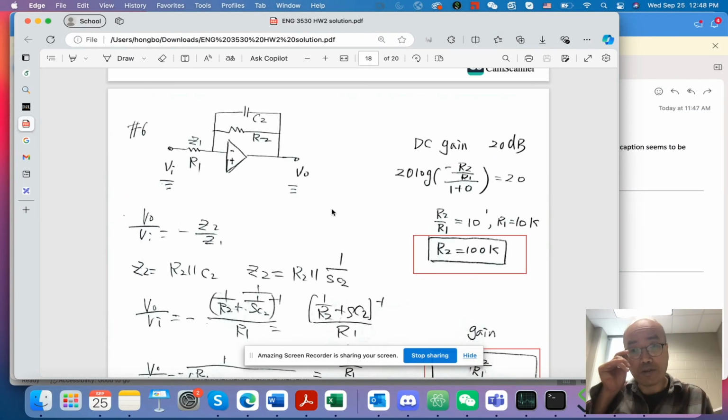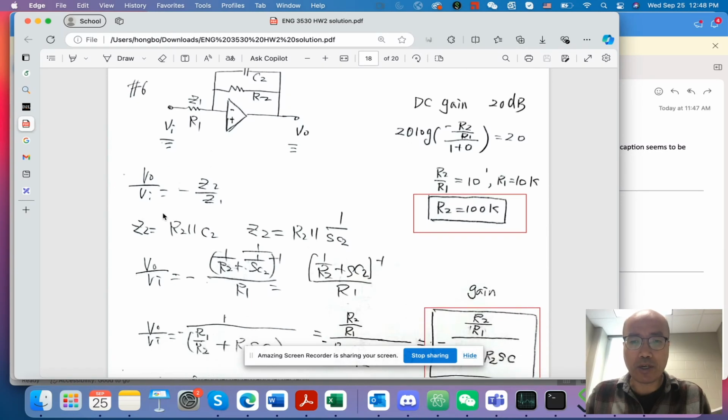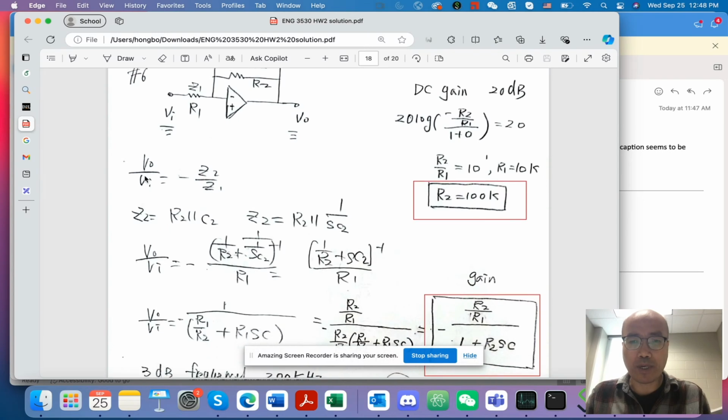Hey everyone, so let me explain homework 2, the last question, question number 6, one more time. This question has Z1 here and Z2 here. Z2 has R2 and C2 in parallel. As we know, the gain formula is VO divided by VI is minus Z2 divided by Z1, right?